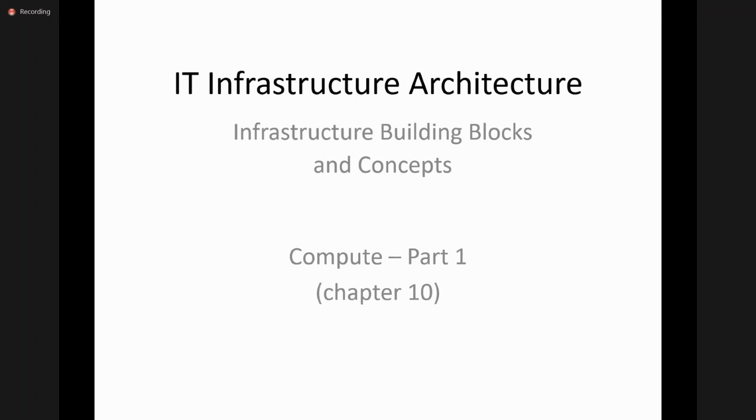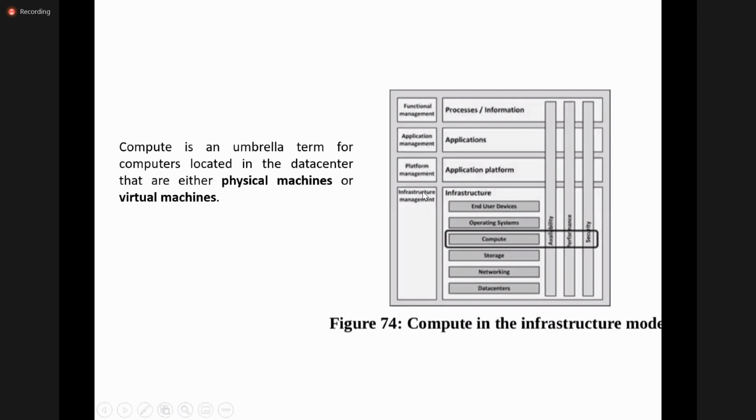Our topic for today is IT infrastructure architecture. It will talk about the infrastructure building blocks and concepts. This is the first part of today's lecture. As you know, this is one of the layers from the model that we studied, the compute in the infrastructure model. As you see from the screen, here is the compute section.